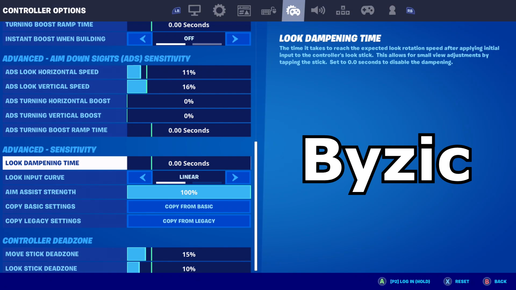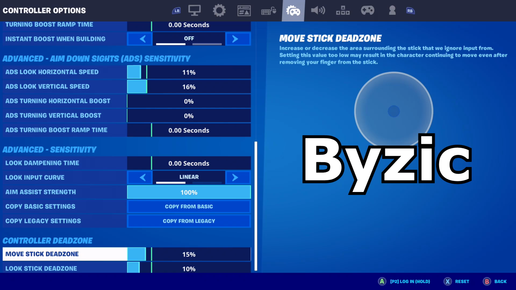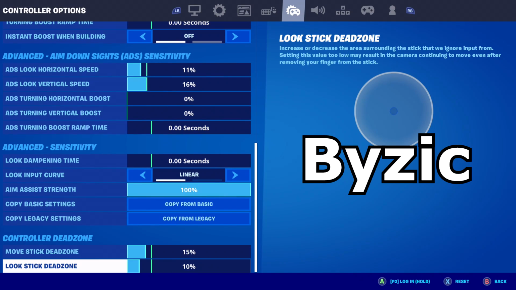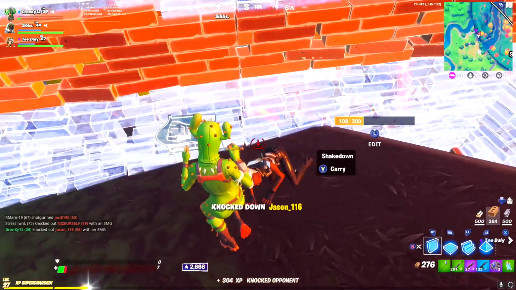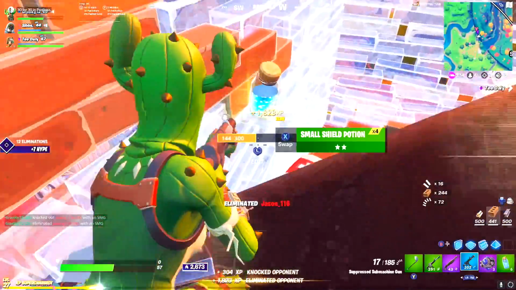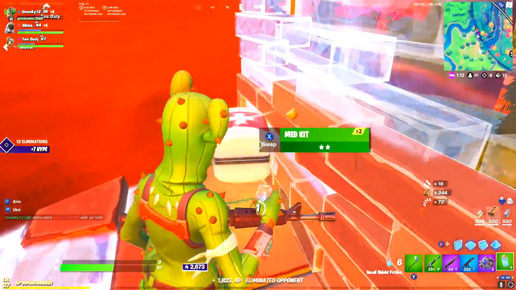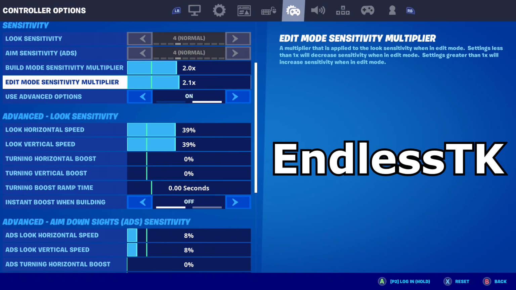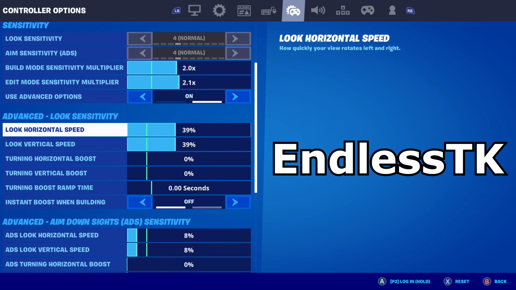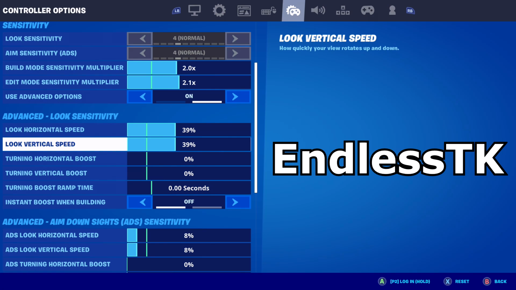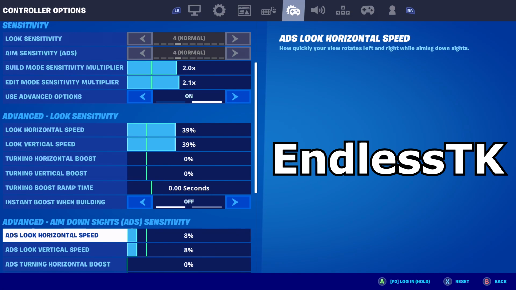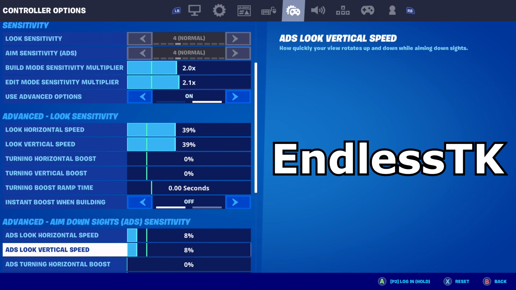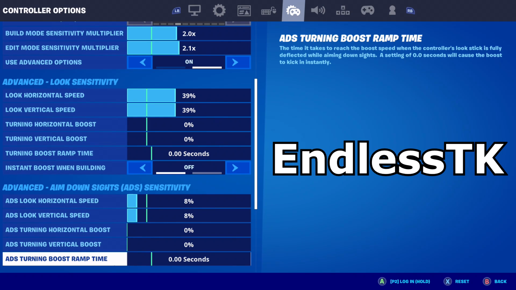In the advanced section, he's using a 0.00 second look dampening time, and then for dead zones, 15% for the move stick dead zone and 10% for the look stick dead zone. Linear player number 3 is TK, who's another top console competitive player. He used a 2.0x build sensitivity multiplier and then a 2.1x editing sensitivity multiplier. He then uses 39% for both horizontal and vertical look speed with no boost. For ADS sense, he's rocking 8% for both horizontal and vertical, again with no boost, which is pretty darn low.